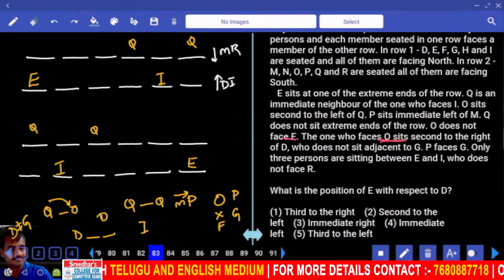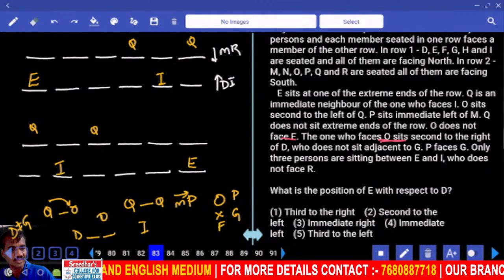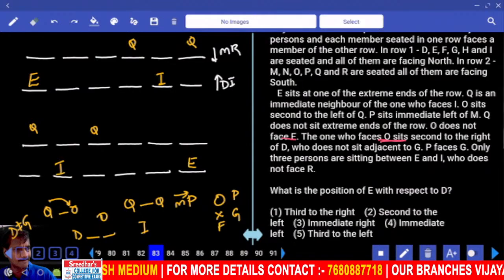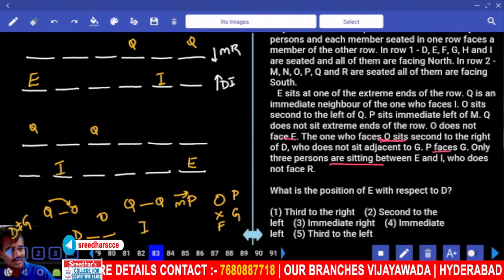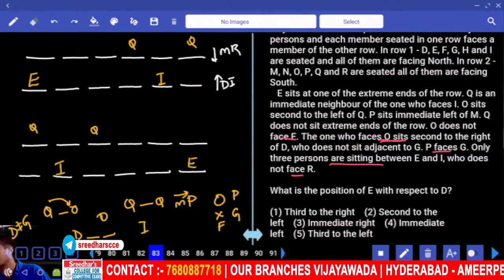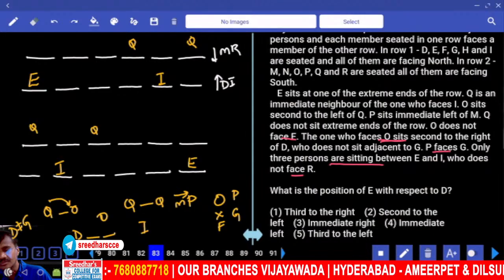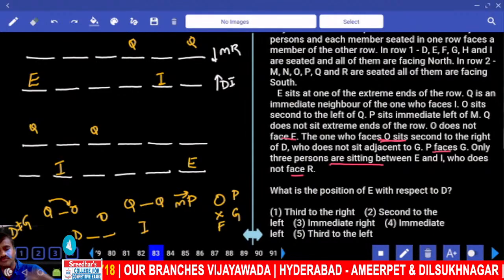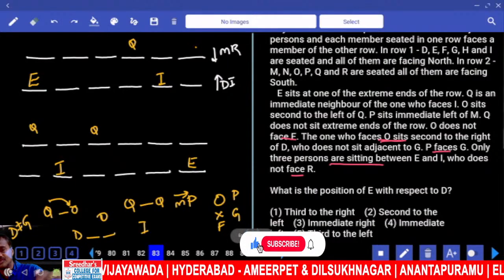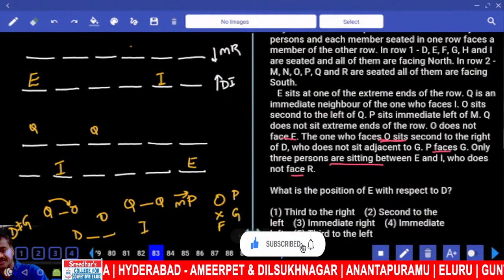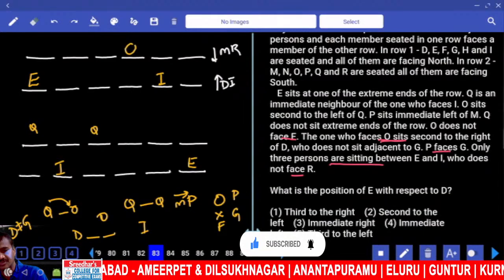Yes, Q and O does not. And P faces G, only 3 persons between E and I, who does not face R. And O sits second to the left of Q. As O is seated second to the left of Q, here Q cannot be here. As Q cannot be here, in this case we have got only one possibility for this.